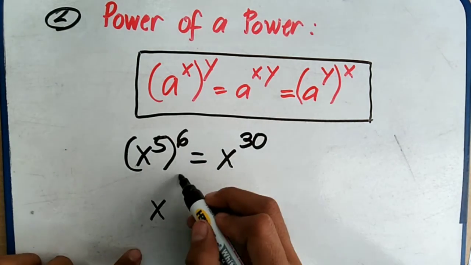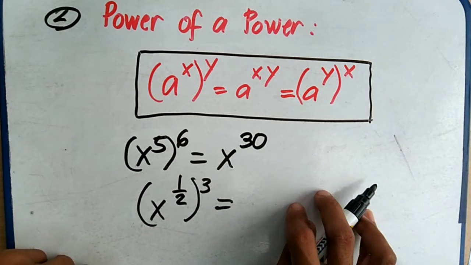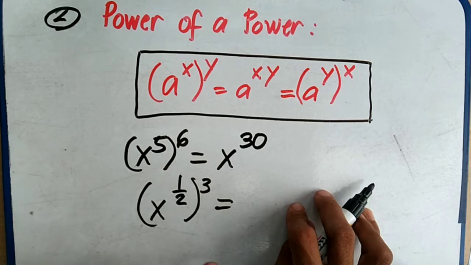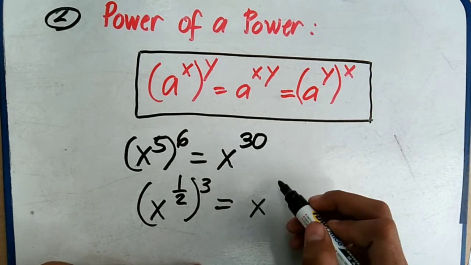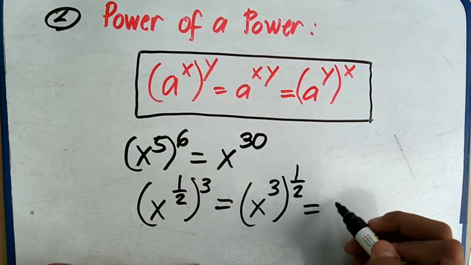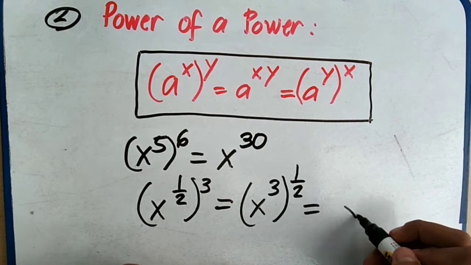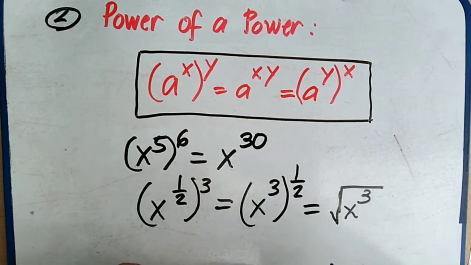Next example, we have, yes, pwede din natin tong i-multiply. 1/2 times 3 is 3/2. Or, pwede din natin yan ipagpalit na dalawa. So, pwede natin tong isulat as x cubed square root. Then this is the answer.